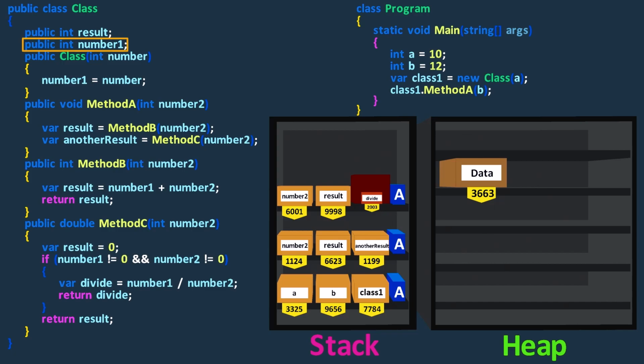As you can see, when a variable like number1 has class level scope, it can be accessed in all methods and blocks of the class. Similarly, when a variable like number2 has method level scope, it can only be accessed within the method and its blocks. And when a variable like divide has block level scope, it can only be accessed within that specific block. Finally, method C returns the value of the divide variable.